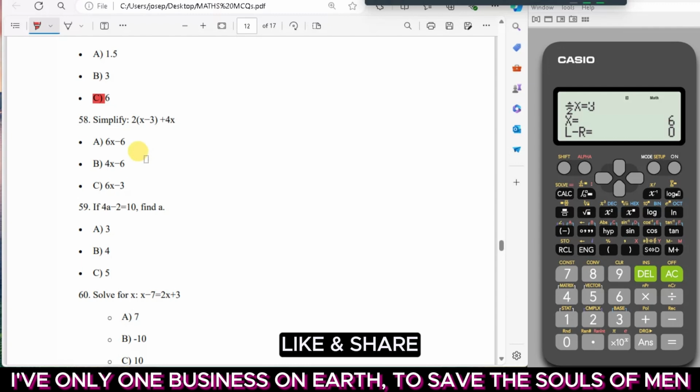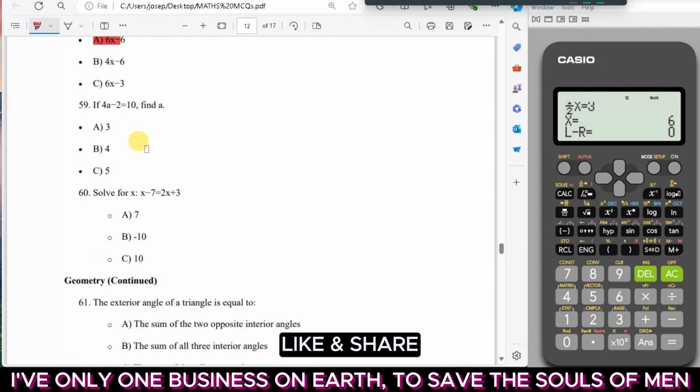Number 59 says that if 4A minus 2 is equal to 10, find A. Alright, just group like terms, pick the negative 2 here to become positive. So 10 plus 2 gives you 12. 12 divided by 4, that gives me 3. And you can equally point that inside the calculator.